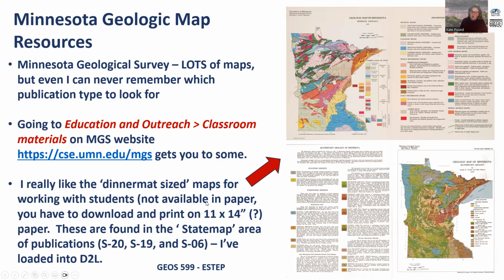Now, the big drawback with these maps is they are quite dated. They are not the most recent geologic maps. So it's give and take. I'm going to just move to some more recent maps now. Oh, and by the way, I'll be putting these into D2L for you.